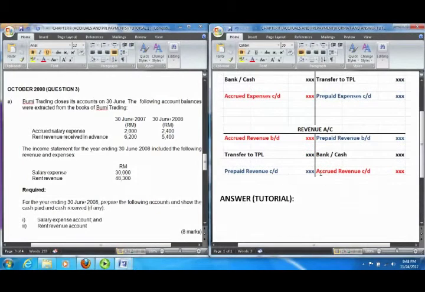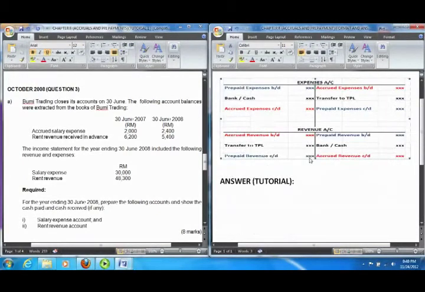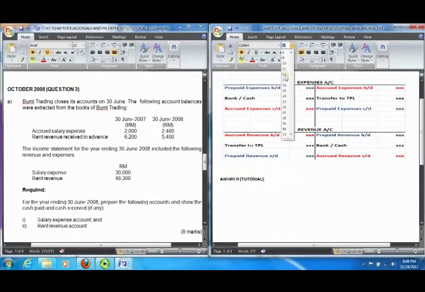Alright, class, for the answer to this tutorial, I try to put the format so easy for you. You can compare it as your guidance. So first step, identify the accounting period. You need to know your accounting period for the first step.